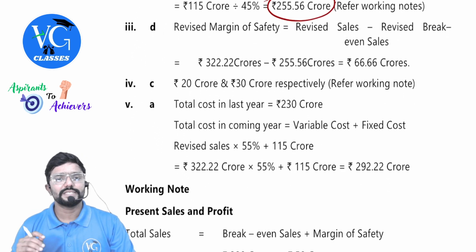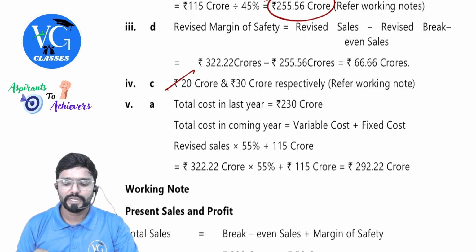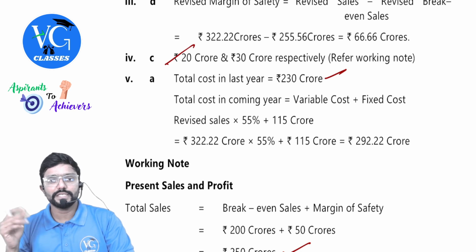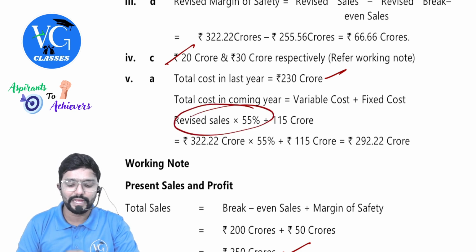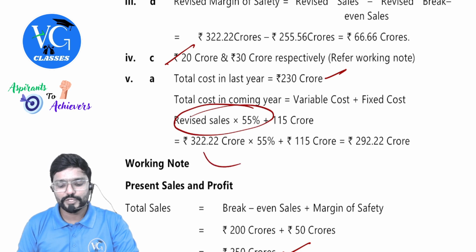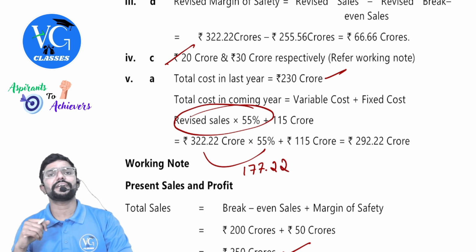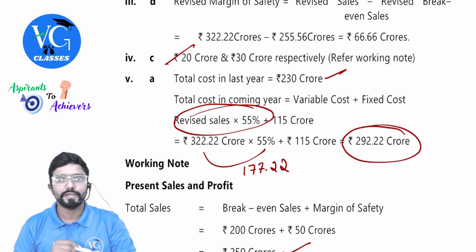Then the fourth one. What is that? Present profit and future profit. We have already done it, 20 and 30. Yes, sir. Cost. Last year it was 230 crore. Proposed total cost in the coming year: variable plus fixed. Revised sales into 55% is variable. So it comes to how much? 177.22 plus fixed cost 115, guys. 292.22.